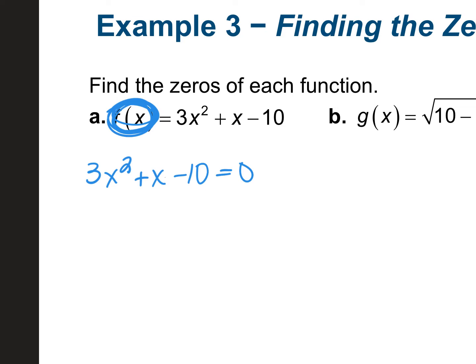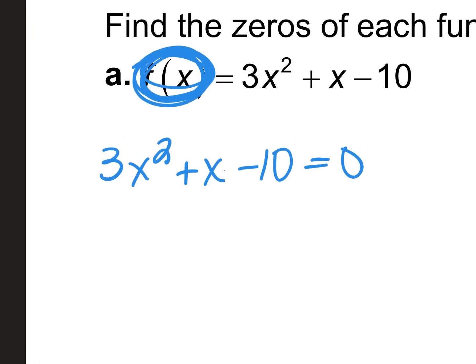I could use the quadratic formula, but that would take us a lot longer than needed. So let's see if this factors. How would I factor this? This is a trinomial where a is not 1, meaning the first term is not just plain old x squared, it's 3x squared. So what do I do? Okay, how do we factor?